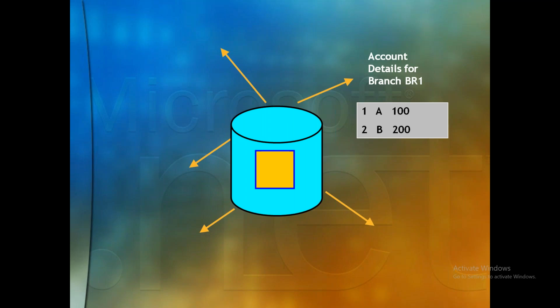If you're a branch BR1 manager, what is it that you want to see? As a branch BR1 manager, I want to see complete info about branch BR1, right? So what is the query we write? Select star from account master table where branch equals BR1. So BR1 customers' data will be shown in that query. Then I want to know account balance details. I want to see what the balance is.